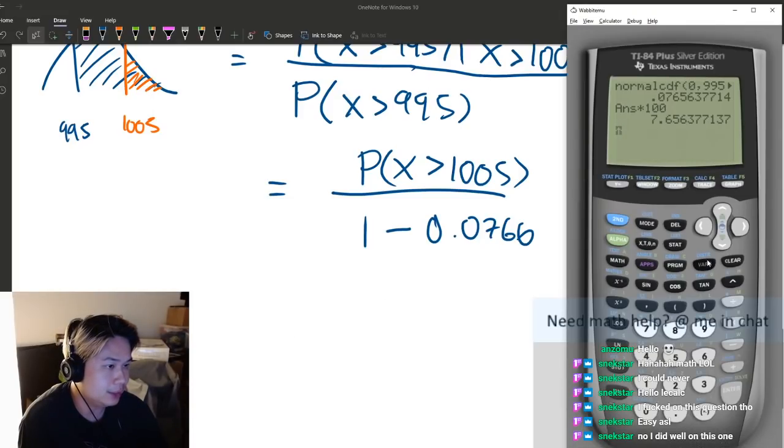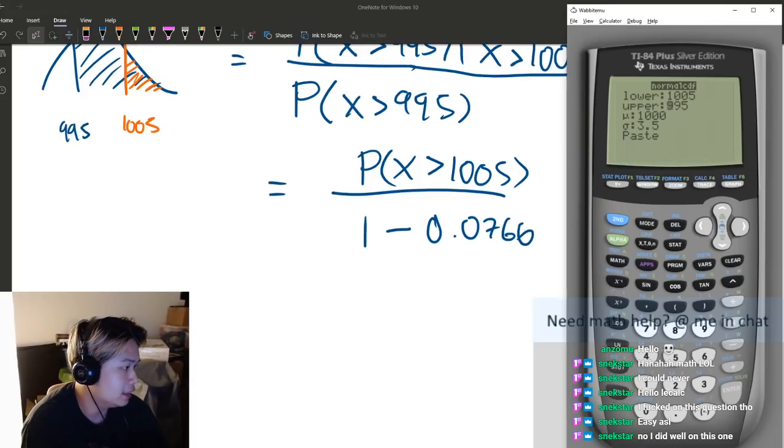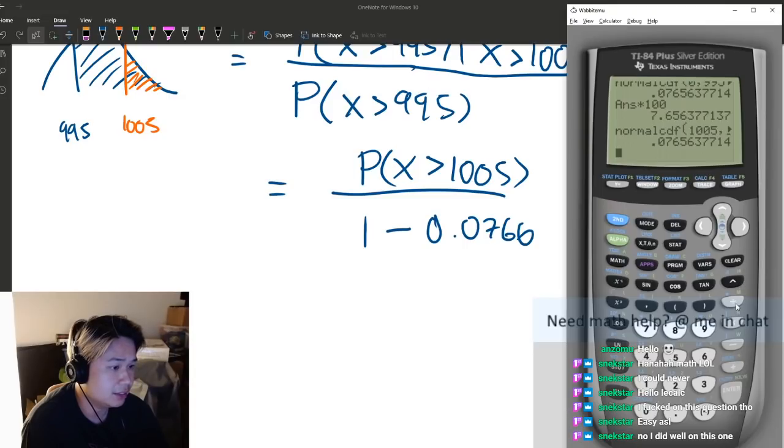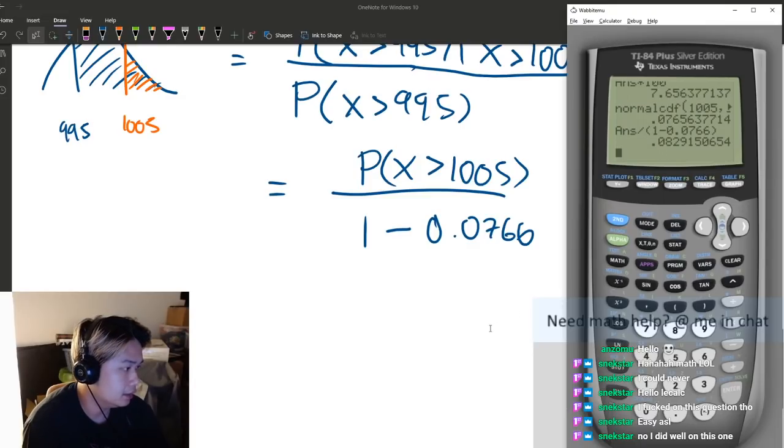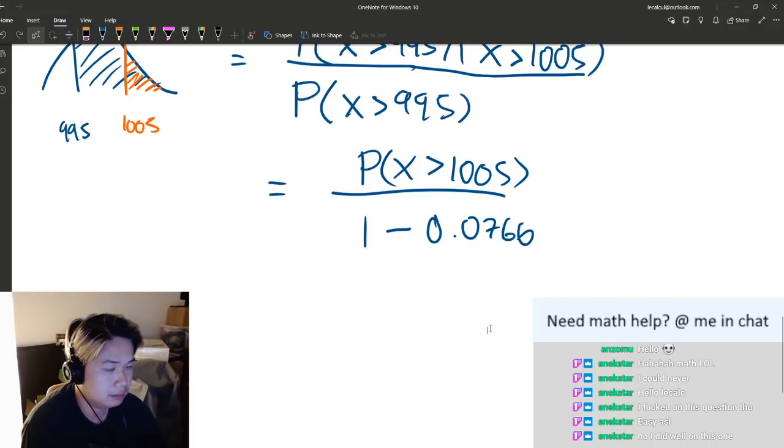So we go back to our distributions, normal CDF. Our lower bound is 1005, and then our upper bound is just something extremely large, so we can do like 10 to the power of 99. That's pretty big. Paste it, calculate it. Okay, so that's our numerator. And then we are going to divide this by the complement of the rejection. And there you go, that should be our answer. So 829.